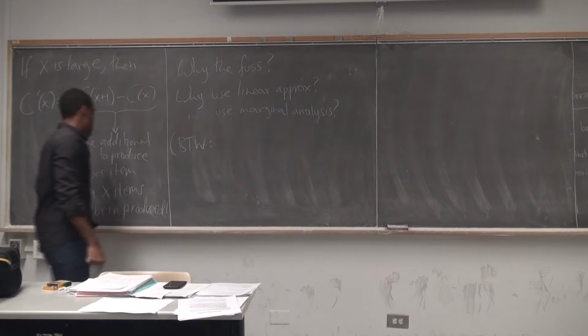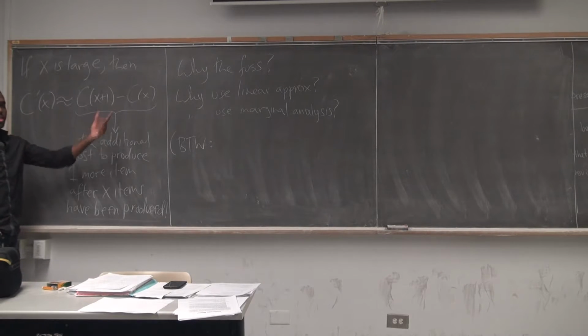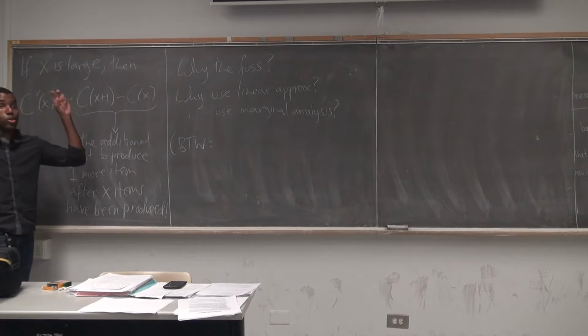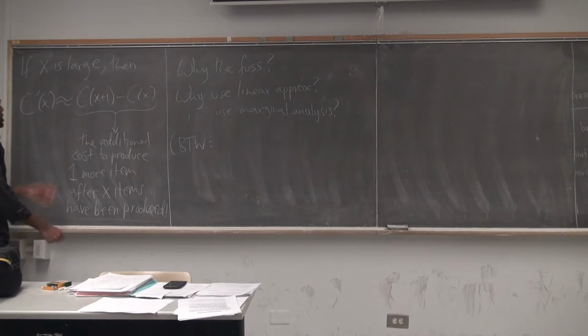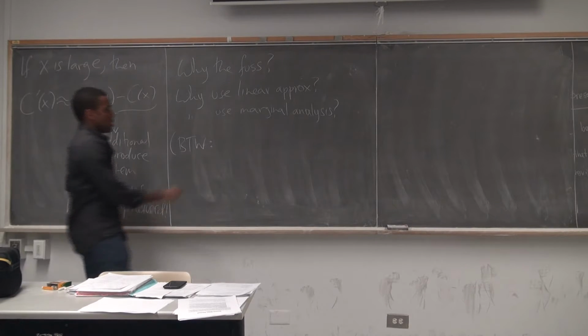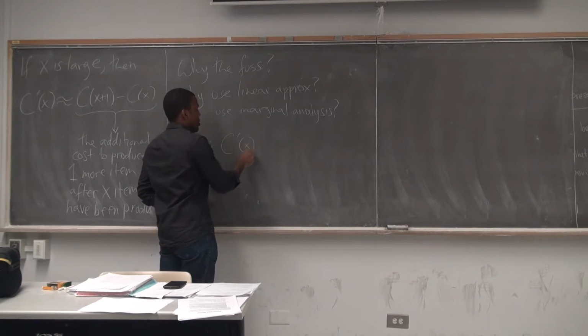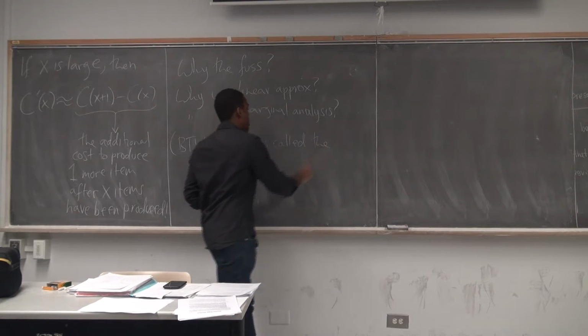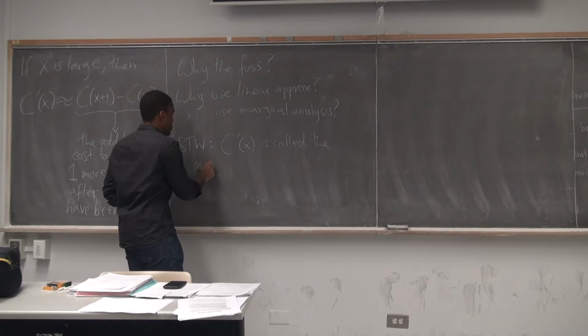It's called marginal analysis because this is what happens on the margin, right? I've produced some number of items. So now on the margin, if I produce one more, that's like on the outer edge, the margin. I can approximate it with this. C prime of X is called the marginal cost function.